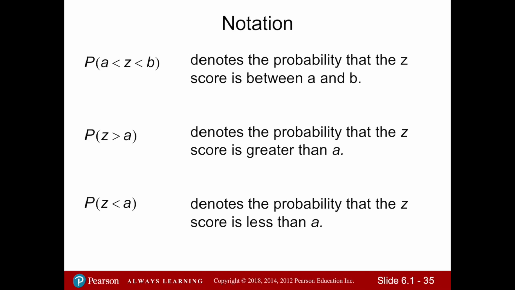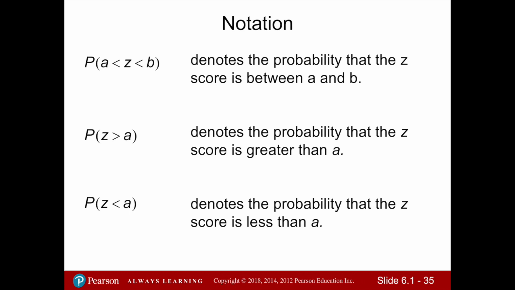Because we're going to have these different types of notations, we want to be able to define them. So we'll define P of A less than Z less than B as the probability that falls between the z-scores of A and B. The probability that Z is greater than A is going to be P of Z greater than A, and P of Z less than A, again, will denote the probability that Z is less than or equal to A.